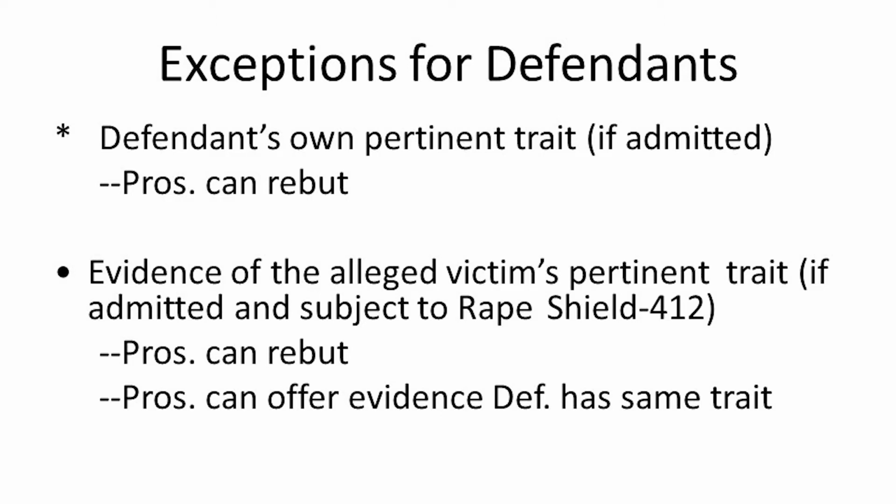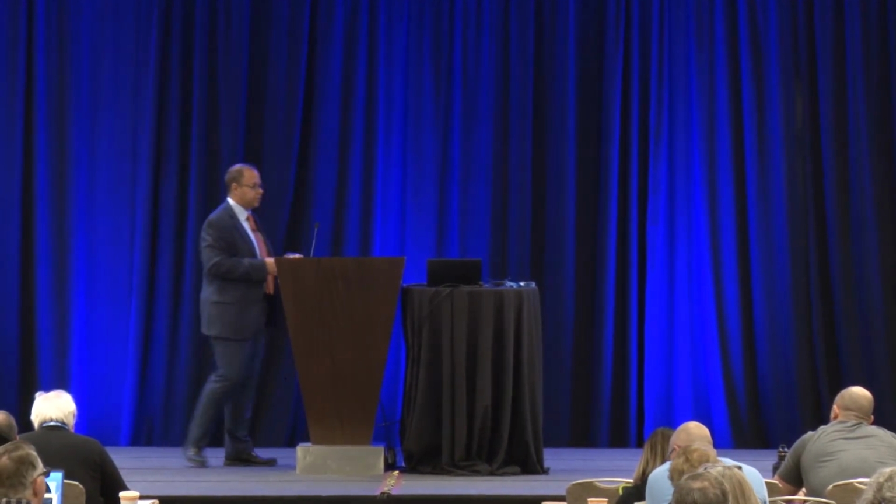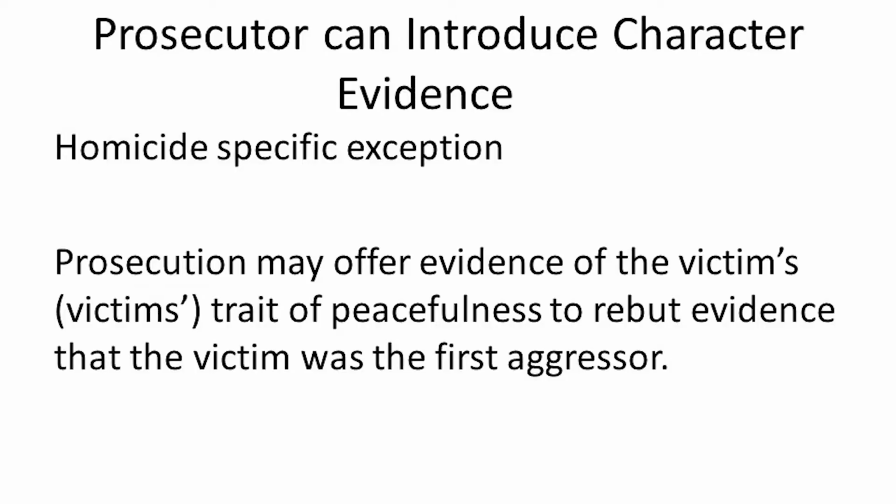So if you say, oh, that person has a particular pertinent trait, the DA can then come up and say, well, so do you, Mr. Defendant or Miss Defendant. And then there's a specific exception for homicides. So if there's a defense where the argument is that the victim was the first aggressor, then the prosecution can get up and present evidence to rebut that. All right, those are all in the rules so that you guys can get familiar mechanically with how that works.